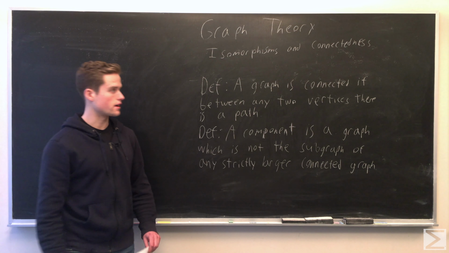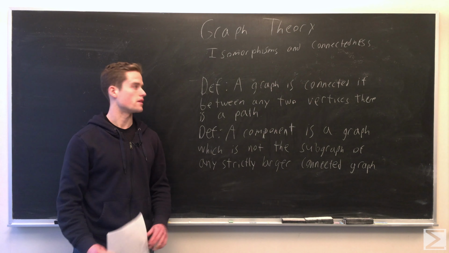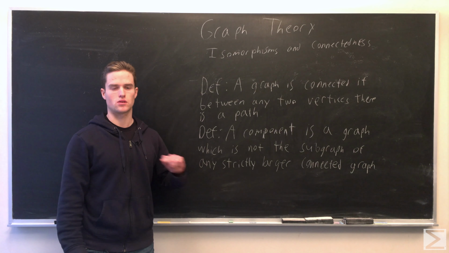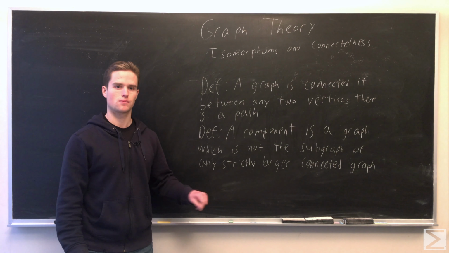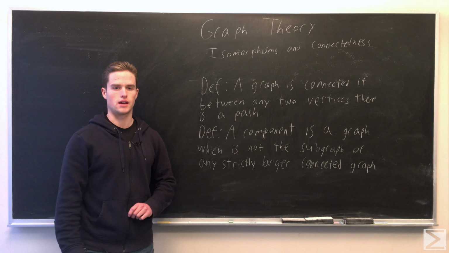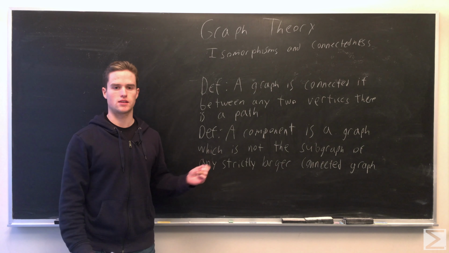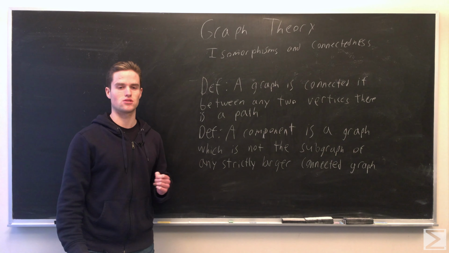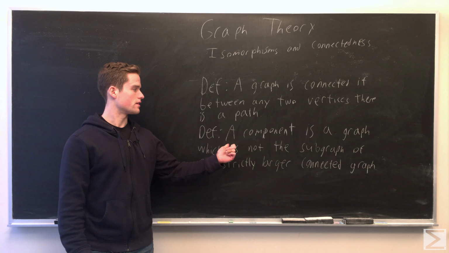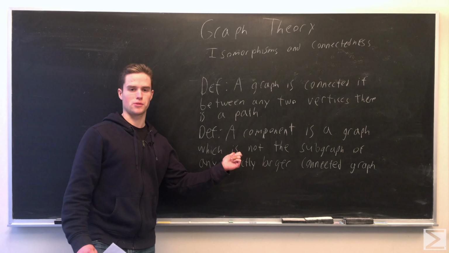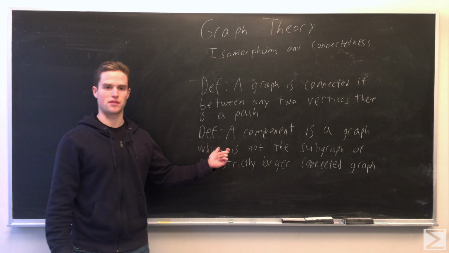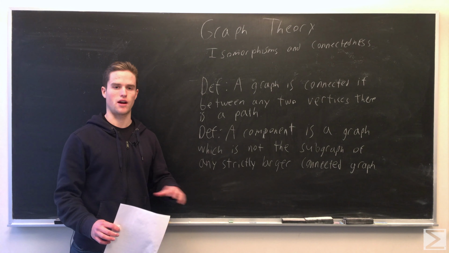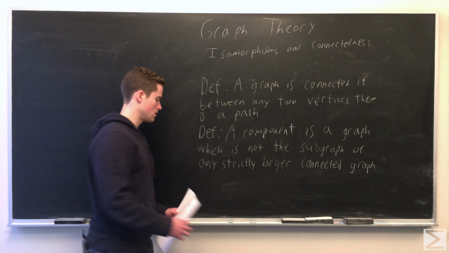So we say a graph is connected if between any two vertices we can find a path. This is an intuitive definition. We can just go from any vertex to any other vertex, so everything's connected. A component is a connected graph that's not strictly contained in any strictly larger connected graph. This may seem familiar if you're familiar with topology. It's similar to that definition, as it's the largest section of a graph where you can get from any vertex to any other vertex.